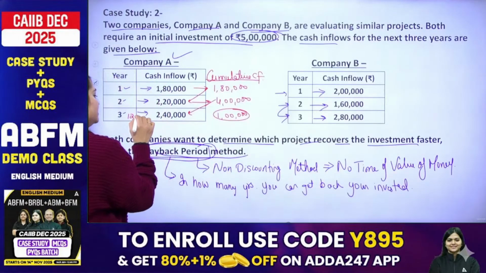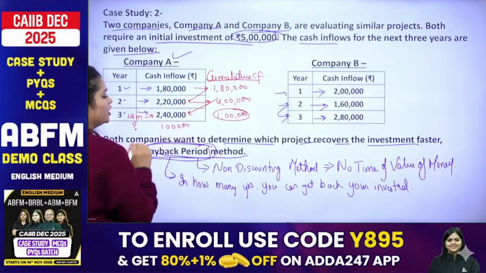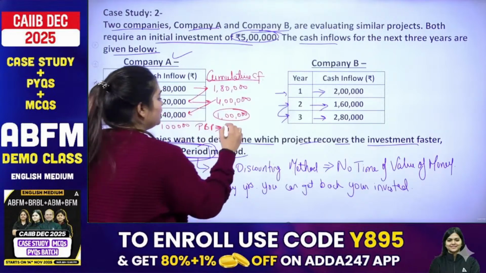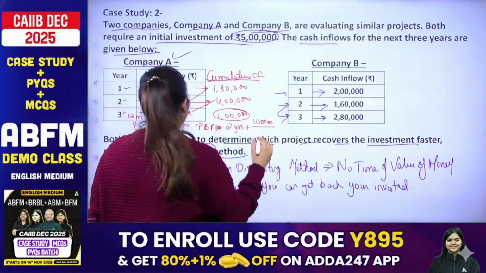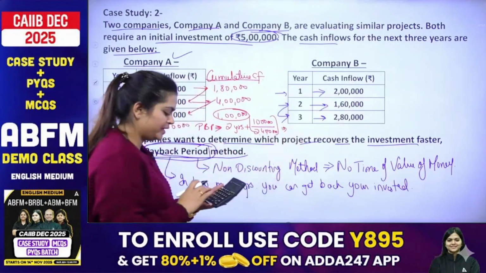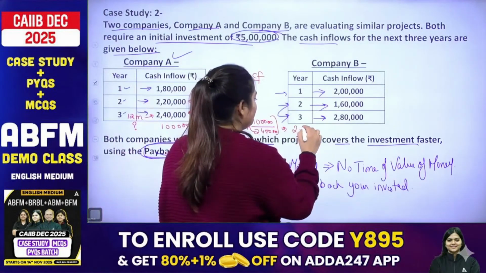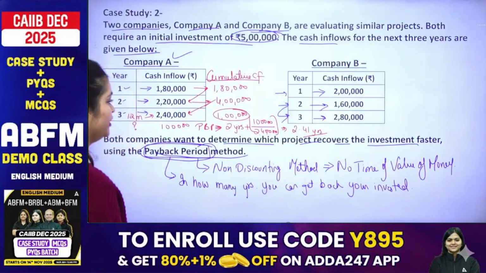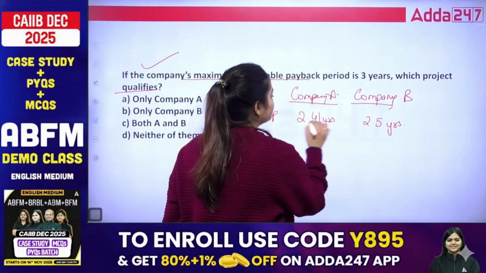If you work for 12 months, you can get 2 lakh 40. So in how many months can you recover your 1 lakh? That is what we need to calculate now, and that is the requirement of payback. So for 2 years, you will work for 12 months. But for the third year, you will take 1 lakh divided by 2 lakh 40. So this is going to be 1 lakh divided by 2 lakh 40 plus 2, which is approximately 2.41 years. So for company A, the payback period is 2.41 years.